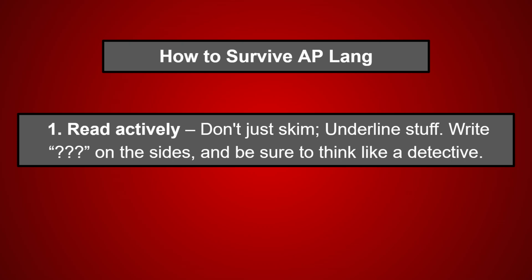First off, make sure to read actively. Don't just skim the texts and pretend like you understand what it means. Underline it. Write some question marks. Write some thoughts that you might have. Write anything. Maybe in this sentence, the author is appealing to pathos. Maybe he's trying to toy with people's emotions, right? Maybe in another sentence, you don't know what's going on. Write some question marks next to it.